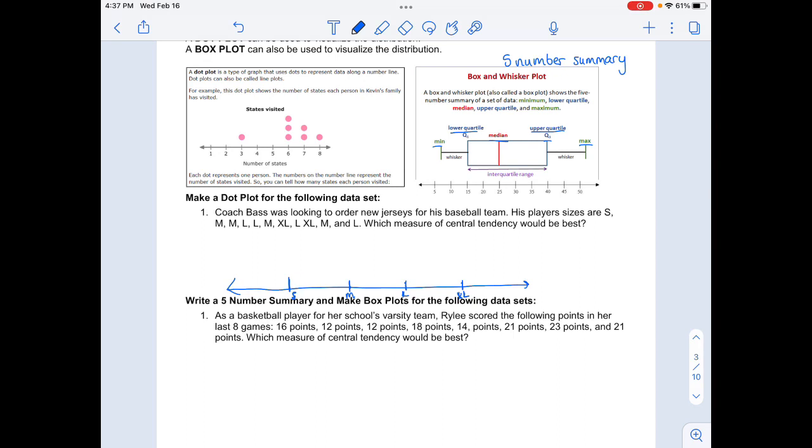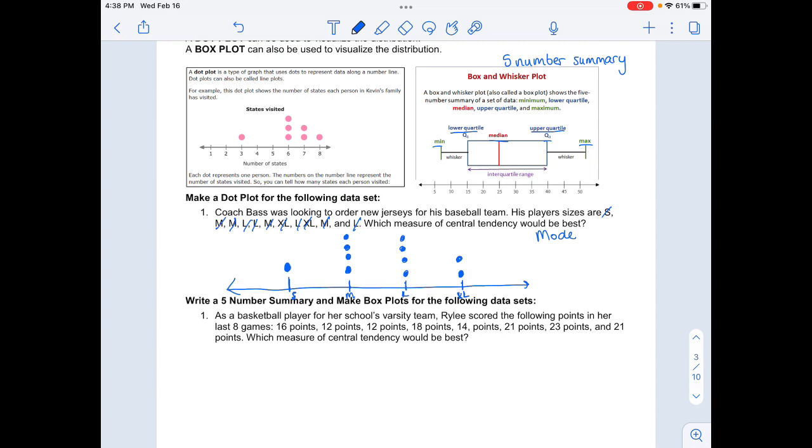Okay, so now for every shirt that I have, I'm going to put a little dot. So I have a small shirt, cross that out, just so I don't reuse it. 2 mediums, 2 larges, another medium, extra large, large, extra large, medium, and large.